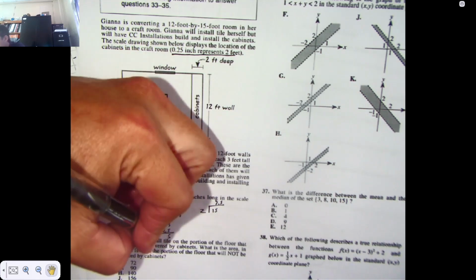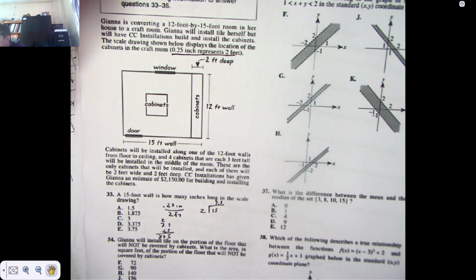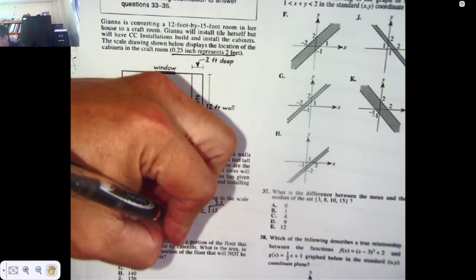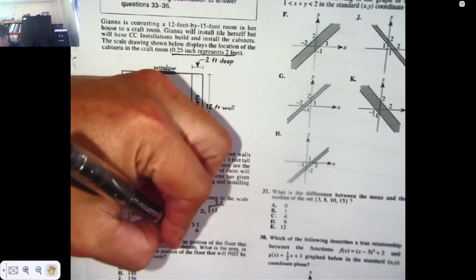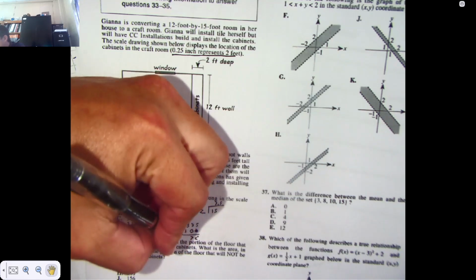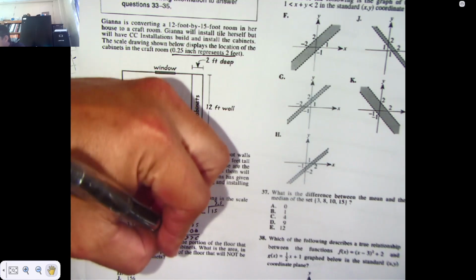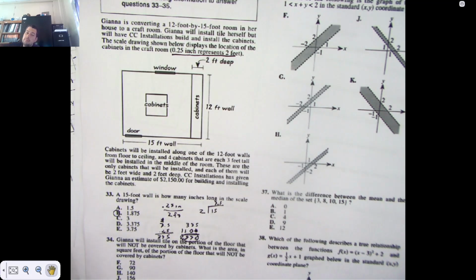5 times 5 is 25, carry the 2. 5 times 7 is 35, add the 2, 37. I got that 375. Now 2 times 5 is 10. Carry the 1. 2 times 7 is 14, add the 1 is 15. I add down and get 1.875. Been a while since I've done the old long multiplication algorithm.